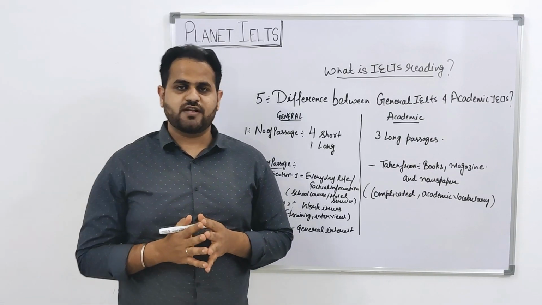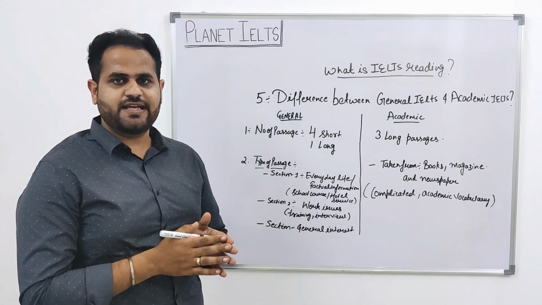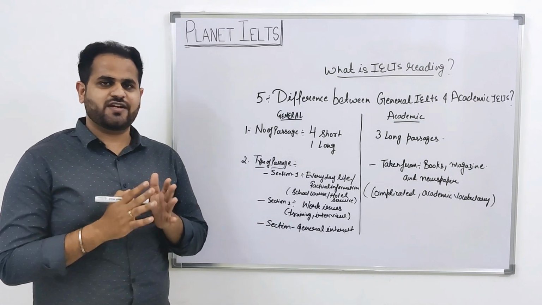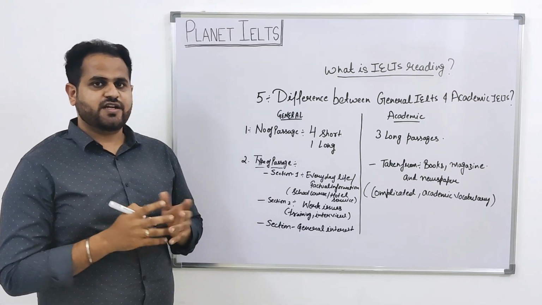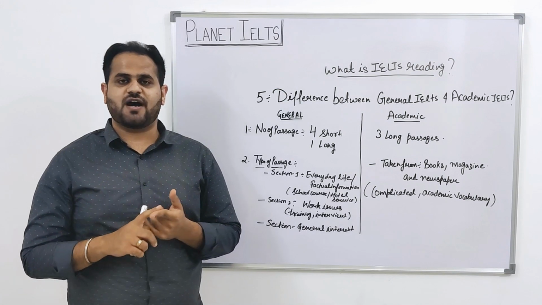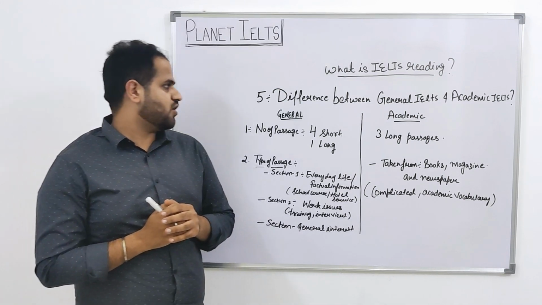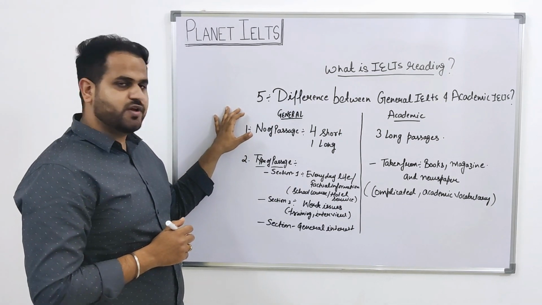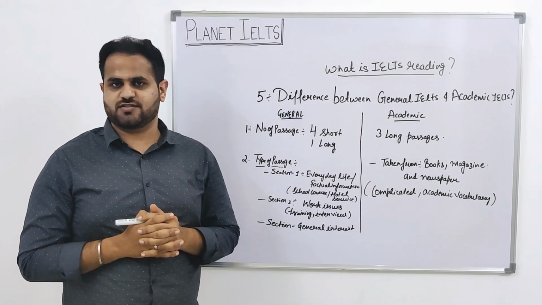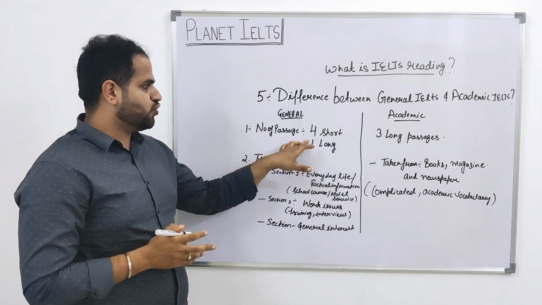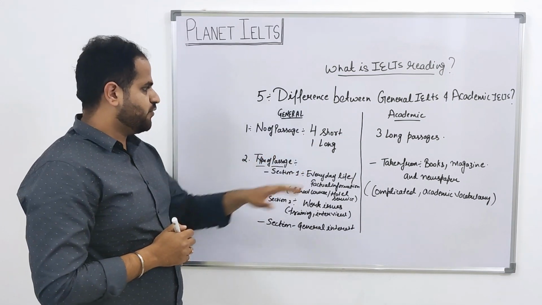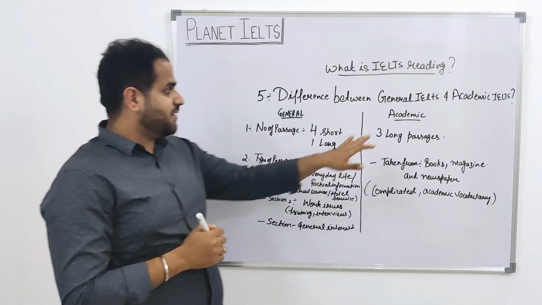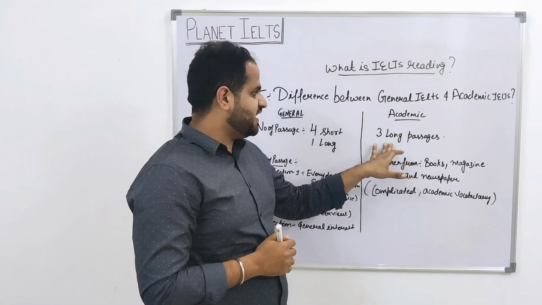Now let's talk about the difference between academic reading and general reading. There is a considerable difference between both the reading types, in terms of number of passages, in terms of marking also. Now let's talk about number of passages. In general reading, there are going to be in total 5 passages. There will be 4 short passages and 1 long passage. However, in terms of academic reading, there will be 3 long passages.